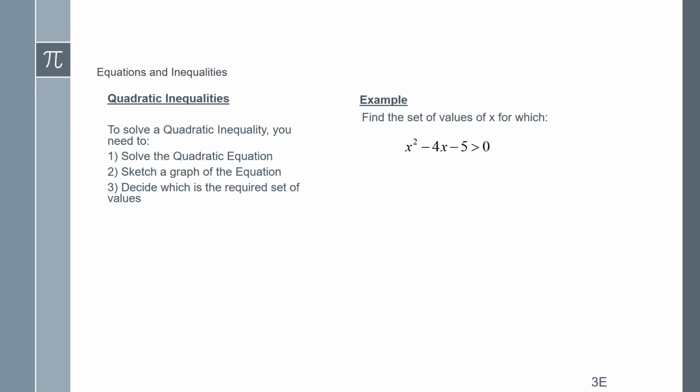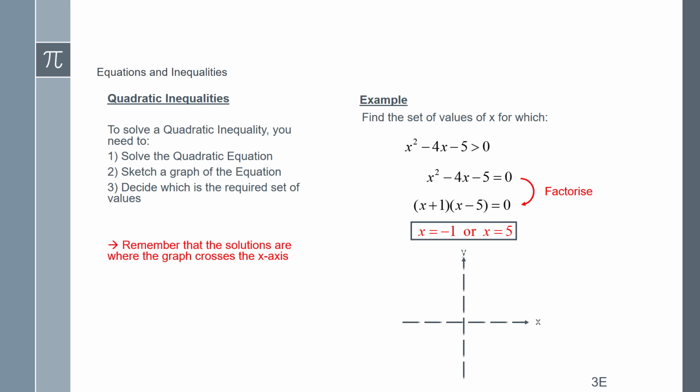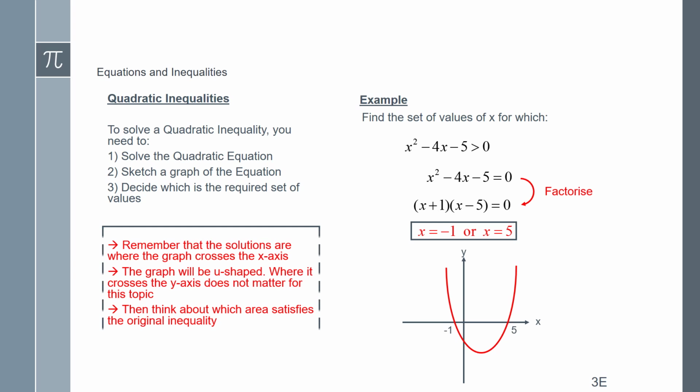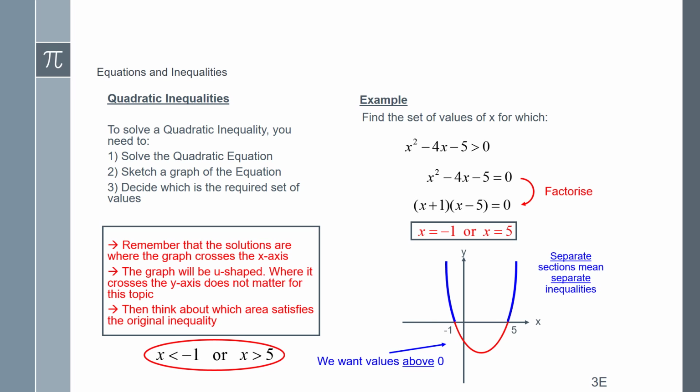x squared minus 4x minus 5 is bigger than 0. So again, factorise it, solve it, get the solutions, draw the sketch. This time we're trying to find out where is it bigger than 0. So that's in these two regions there. When you have two separate regions, you have two separate inequalities as the answer. So x is less than minus 1 satisfies the quadratic inequality, and x is bigger than 5 satisfies it. So you have both.